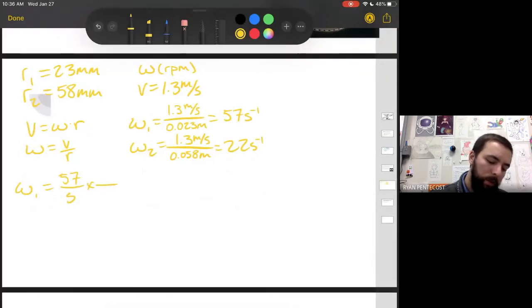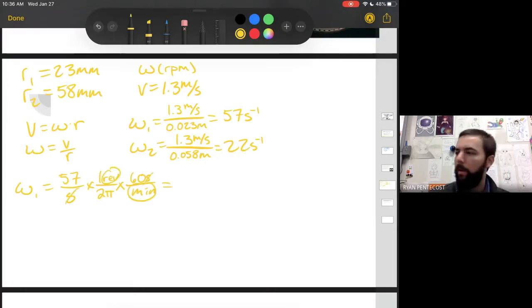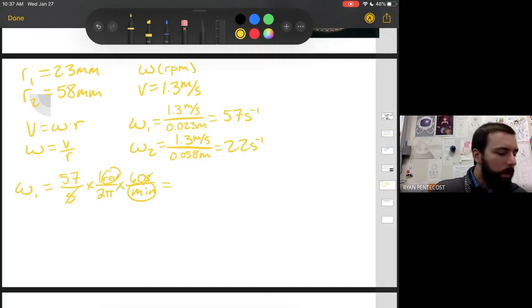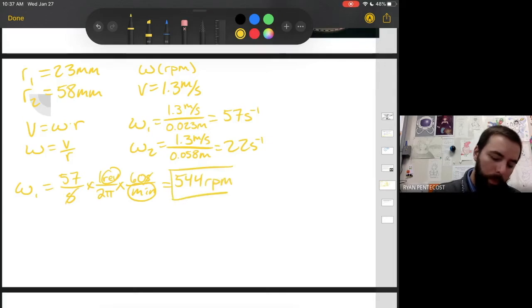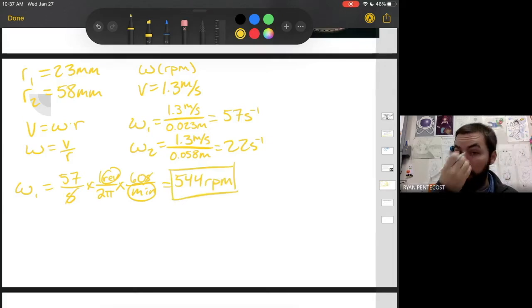So we've got 1 revolution is 2 pi radians. Then you have 60 seconds to a minute. Seconds cancel. You end with revolutions per minute, in RPMs. When you put that in your calculator, you should get about 544 RPMs. That's for the first track on the CD.